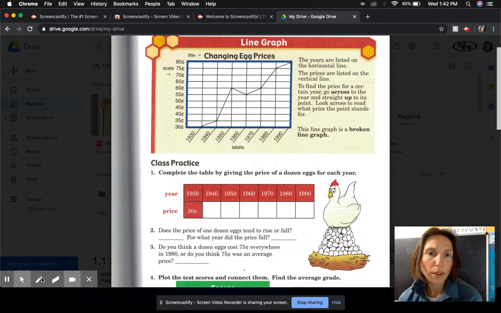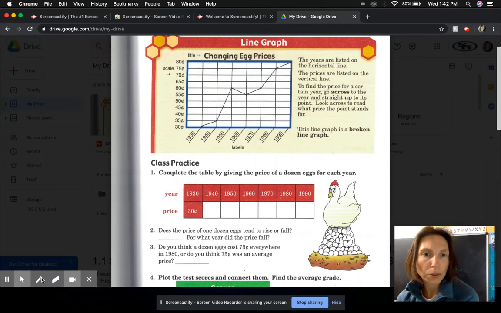So basically with the line graph, you're going to have coordinates. You have a title, Changing Egg Prices. You have a scale, which is every 5 cents going up the vertical line. And you have years, which are in the labels.